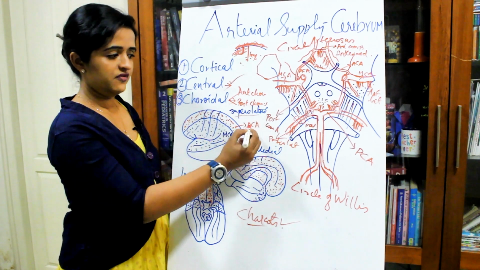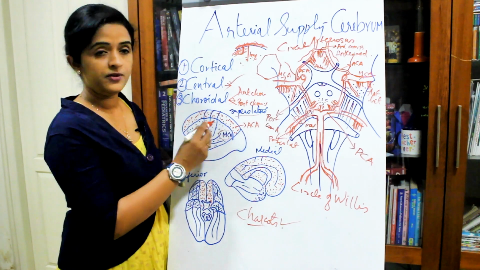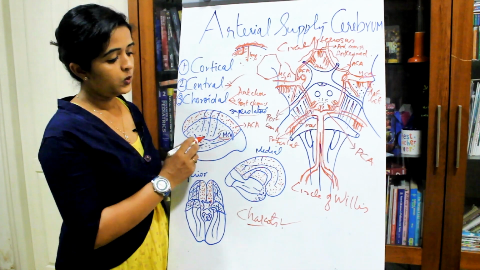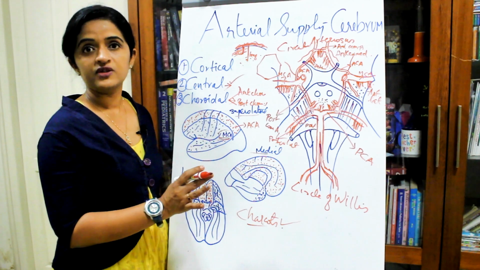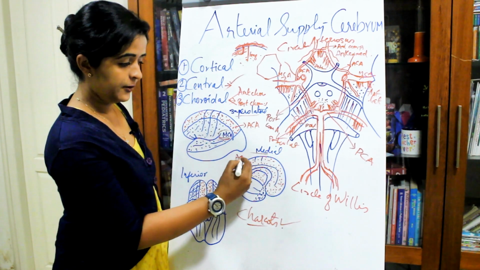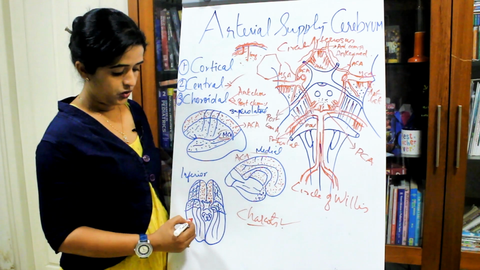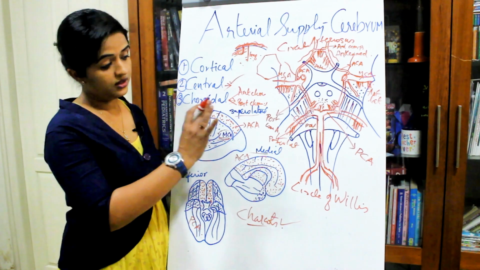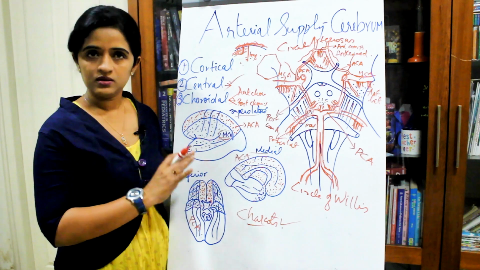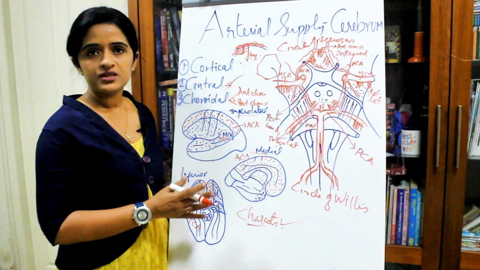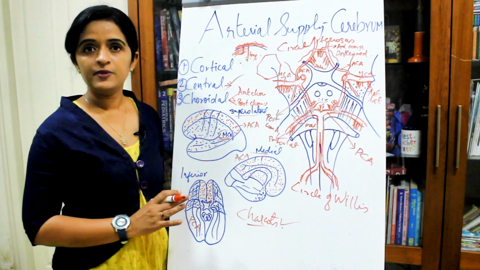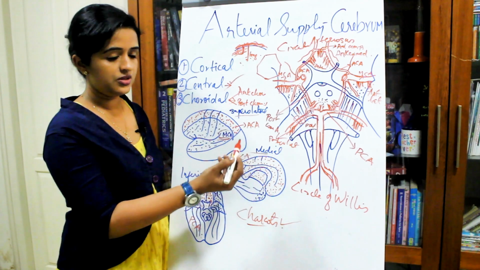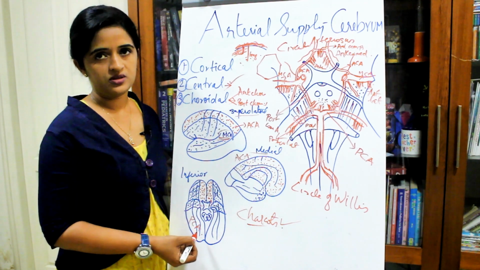In the superolateral surface, the middle cerebral artery will be predominating, that is, 2/3 of the superolateral surface will be supplied by the middle cerebral artery. Likewise, 2/3 of the medial surface will be supplied by the anterior cerebral artery, and 2/3 of the inferior surface will be supplied by the posterior cerebral artery. That is the sequence of distribution. Though all the 3 arteries supply the cerebrum, one artery predominates. On the superolateral surface, the predominant artery is the middle cerebral; over the medial surface, it is the anterior cerebral; and over the inferior surface, it is the posterior cerebral artery.